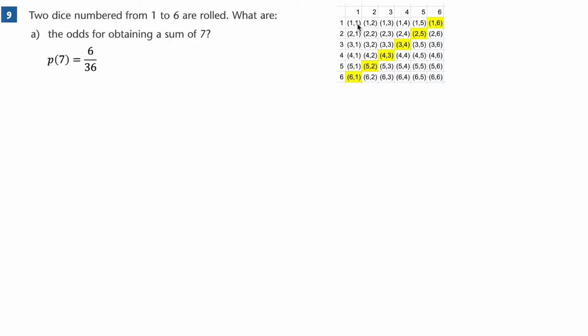So you can get 1, 1, which would have a sum of 2. You can get 1, 2, 1, 3, 1, 4, 1, 5, 1, 6, 2, 1, 2, 2, and so on. 1 plus 6 is 7. 2 plus 5 is 7. 3 plus 4 is 7. 4 plus 3 is 7. 5 plus 2 is 7. And 6 plus 1 is 7.